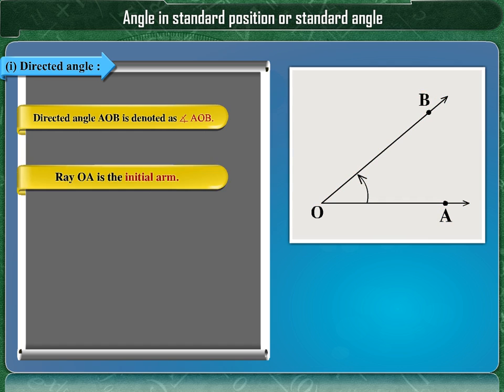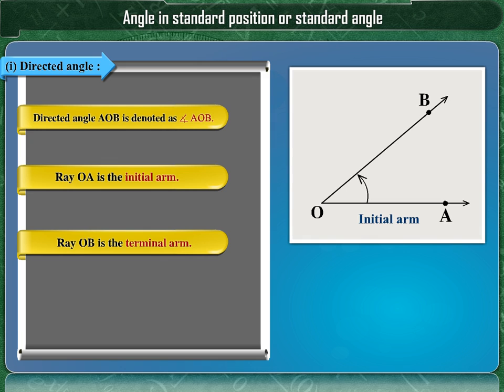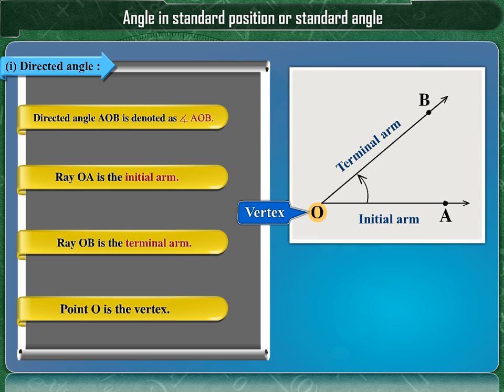The original position of ray is called the initial arm. Here, ray OA is the initial arm. The final position of the ray after rotation is called the terminal arm. Here, ray OB is the terminal arm. The point about which the ray rotates is the vertex of the angle. Here, point O is the vertex.